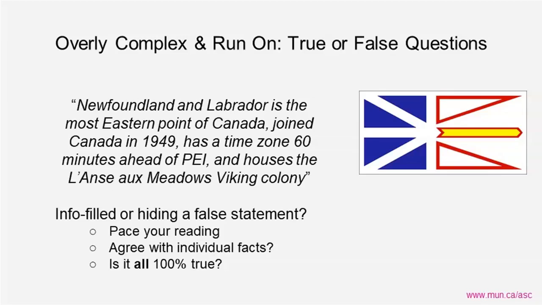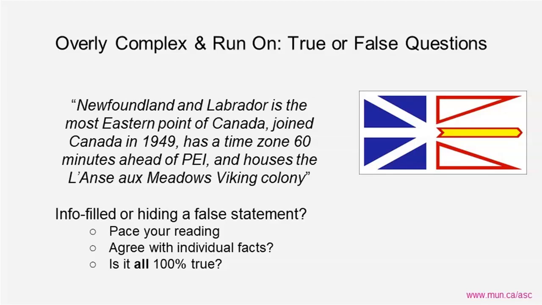For overly complex or run-on statements, our example here being, Newfoundland Labrador is the most eastern point of Canada, joined Canada in 1949, has a time zone 60 minutes ahead of PEI, and houses the L'Anse aux Meadows Viking colony. However, what we've done here is have a big amount of information, and if we're rushing through this, we're going to miss something. So let's work our way through it slowly. So these long, complex statements are going to likely mix in something incorrect. And you've got to find it.